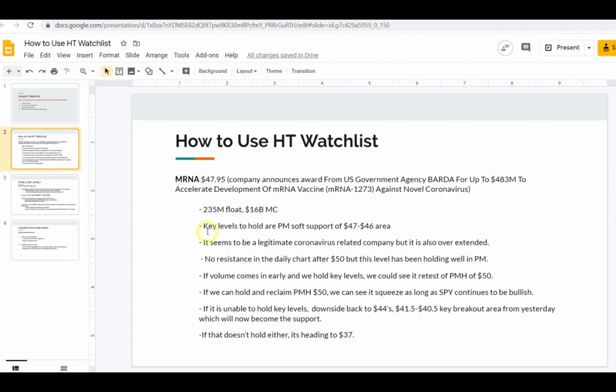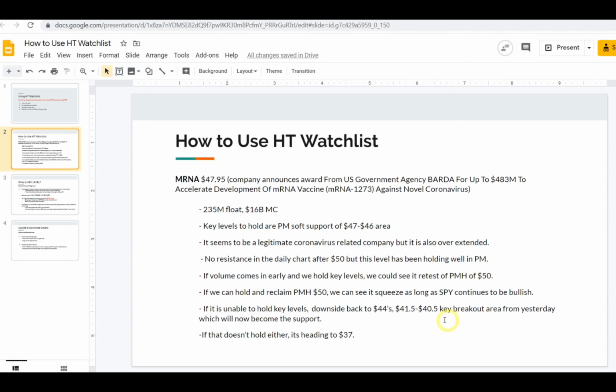So this is where we provide you a key level to hold. In this case, the key level is the $47 to $46 area, and we'll have the upside $50. We'll give you some commentary about what we see in the stock. For this one, it's a coronavirus related company, but it's very overly extended. We'll talk about if volume comes in and we hold the key level, which is this 46 to 47 area, it has to hold. We can see a retest of the pre-market highs of 50.